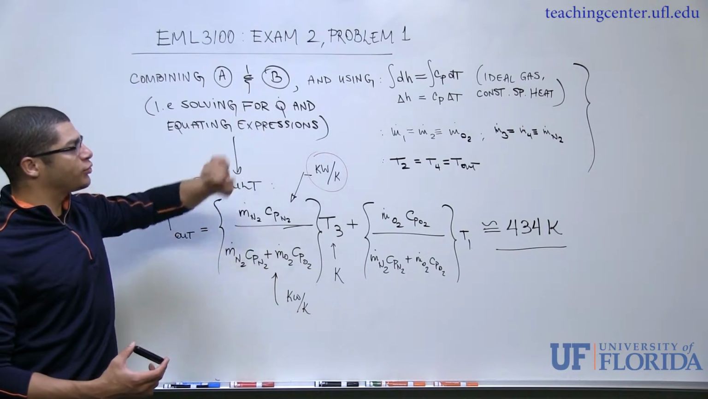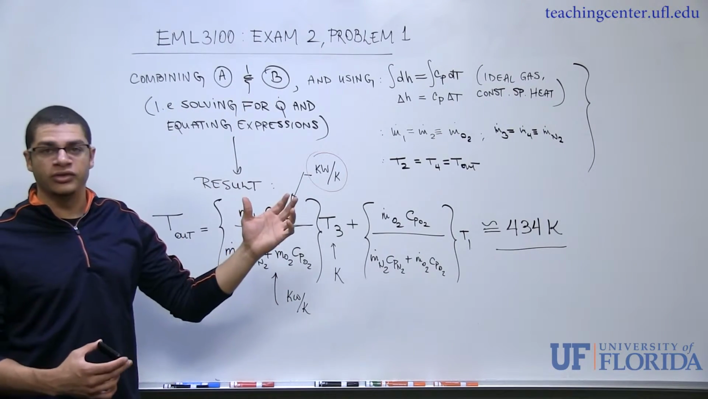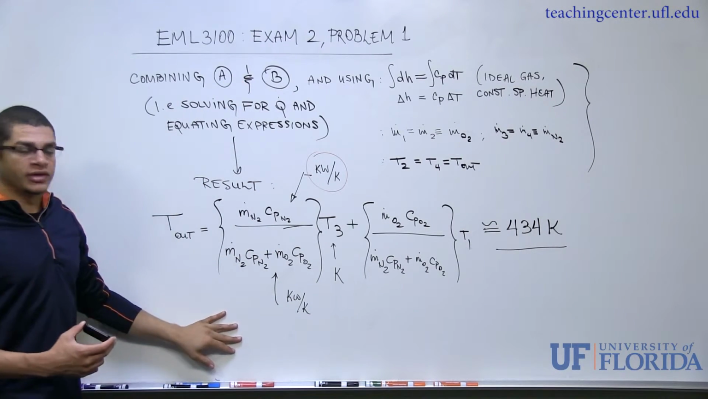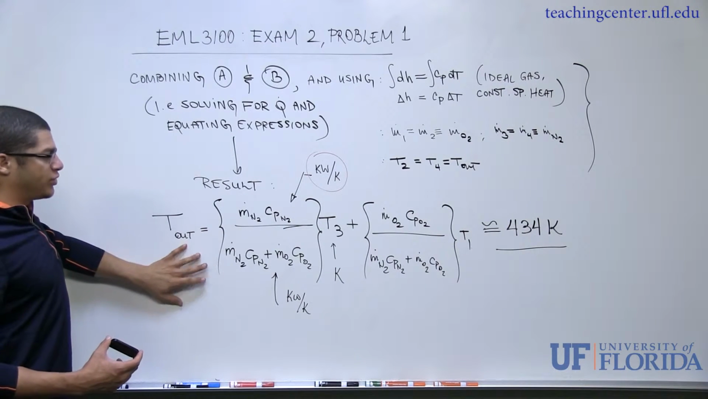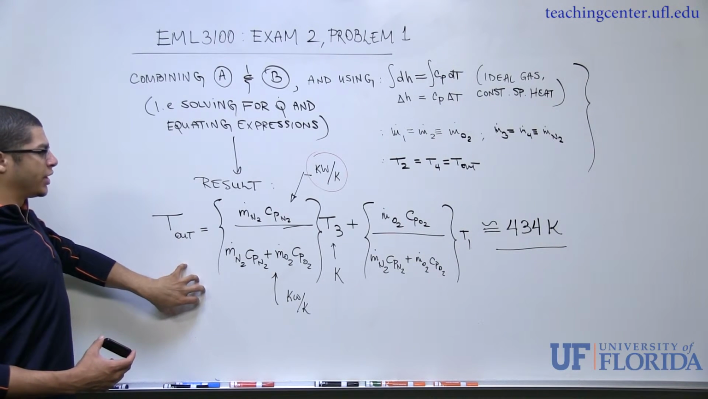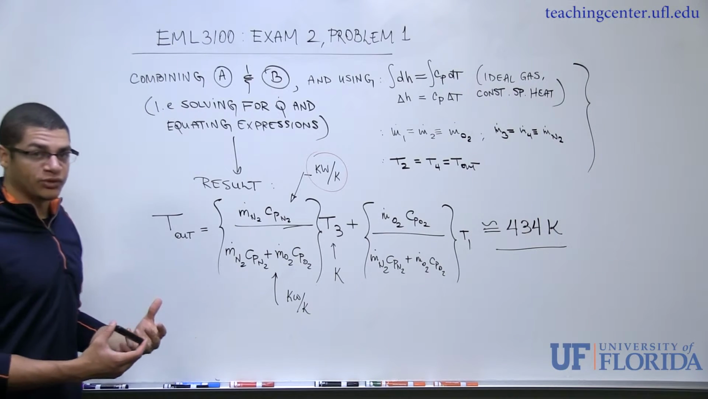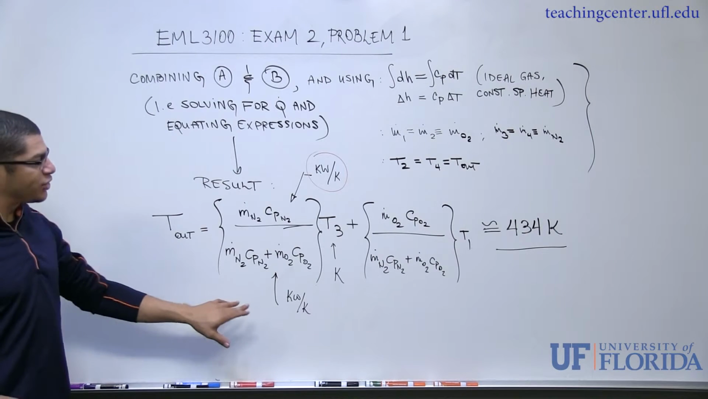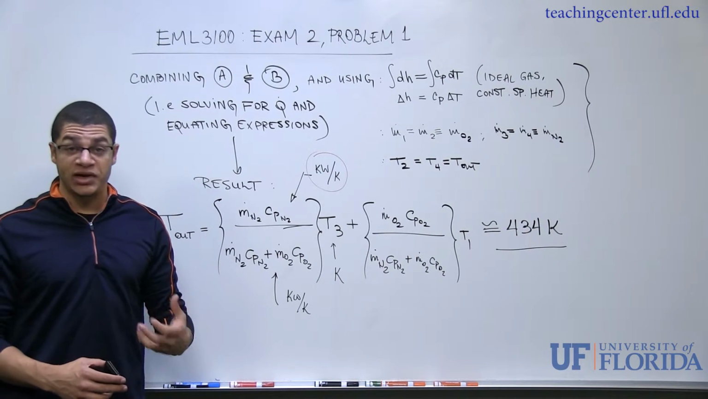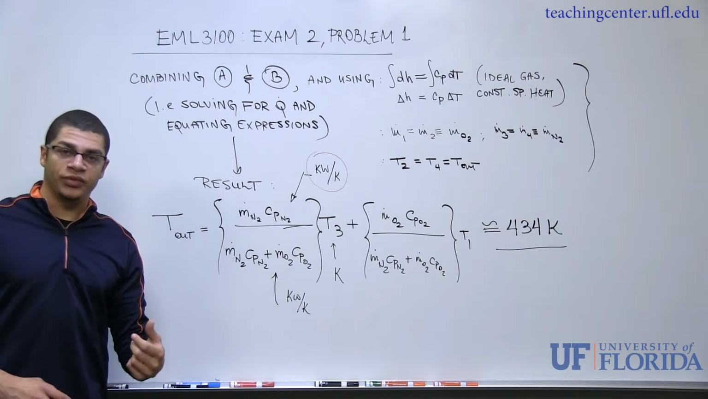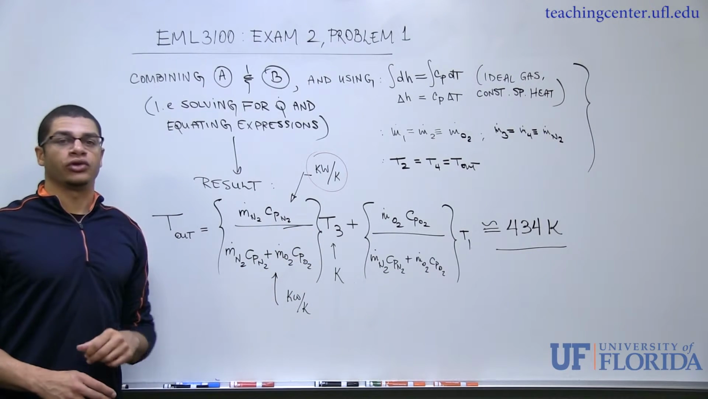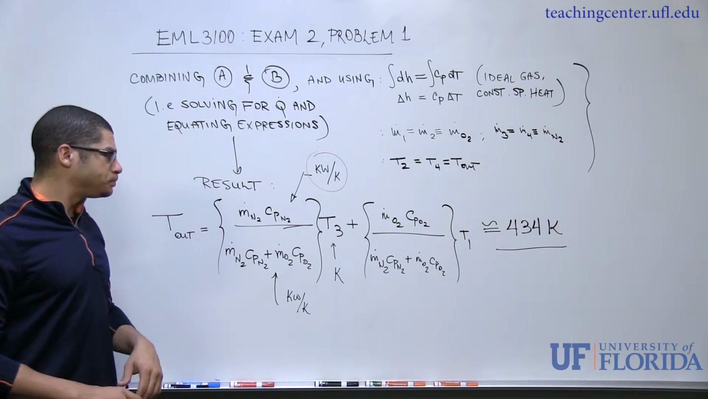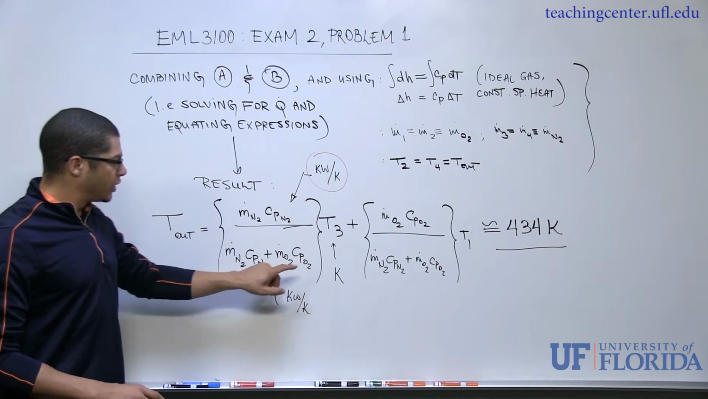And using all of this information, all of our assumptions, and combining the expressions from A and B, we get this expression down here at the bottom for T out, the outlet temperature of the heat exchanger, which is the same temperature on both streams. So T out is equal to T2 is equal to T4. And what you see is that it's nothing more than a weighted average between T3 and T1. T3 being the inlet temperature on the nitrogen side, and T1 being the inlet temperature on the oxygen side. And the weighting factors are as follows.